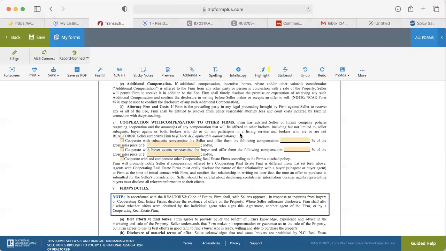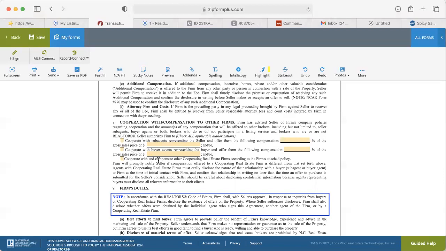The MLS creates that compensation agreement so that every time an agent from one of those firms goes to show a property that's listed with Keller Williams or any other firm, they don't have to negotiate how they're going to be paid should their client purchase the property. The MLS creates that agreement in itself. This basically says how much is the seller willing to pay a buyer's agent if they bring a buyer.